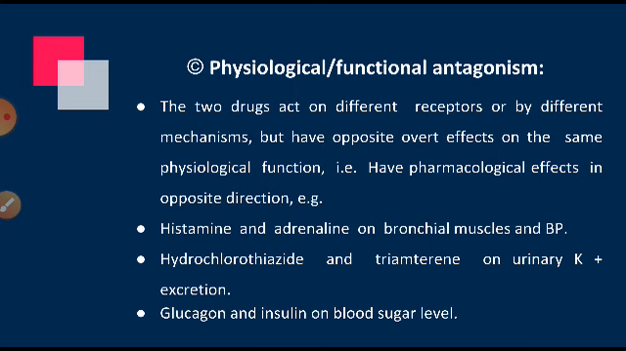Both are indigenous components of our body. Histamine is produced in our body, and adrenaline is also produced in our body. Whenever histaminic responses are a little higher, the body automatically releases adrenaline and controls them in the bronchial muscle, because bronchial muscle constriction can lead to death, right? That is what adrenaline is saving us from in that condition. Likewise, you can give it from outside and manage this condition. This is called physiological or functional antagonism.